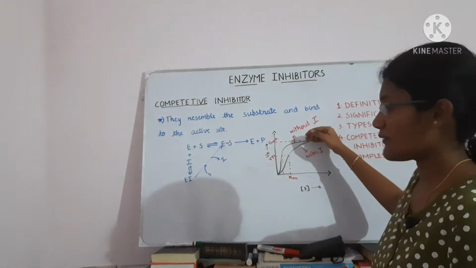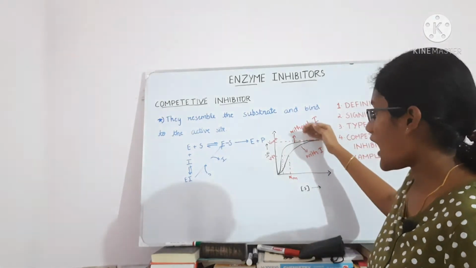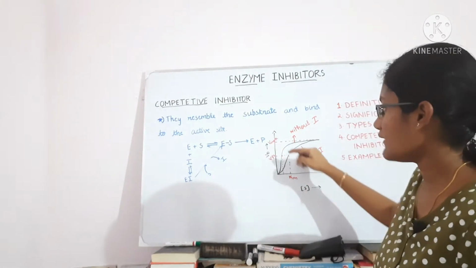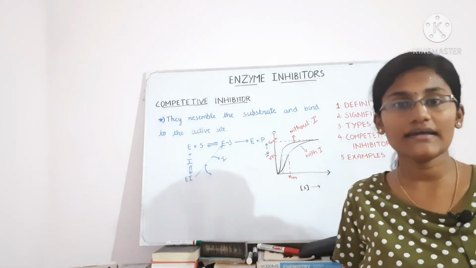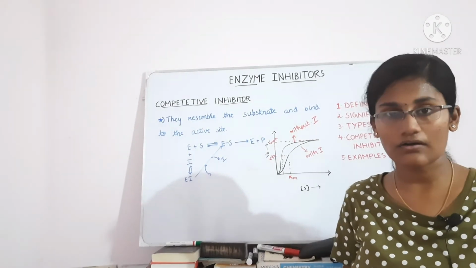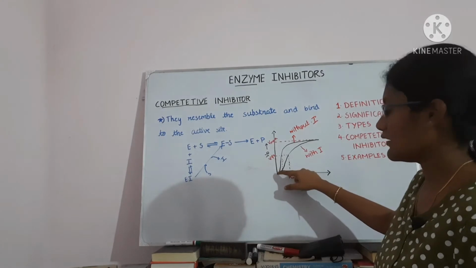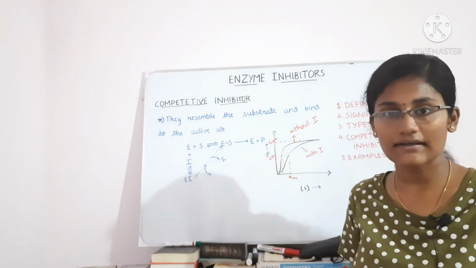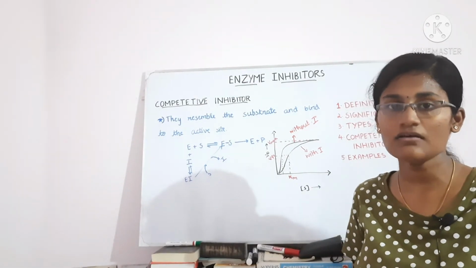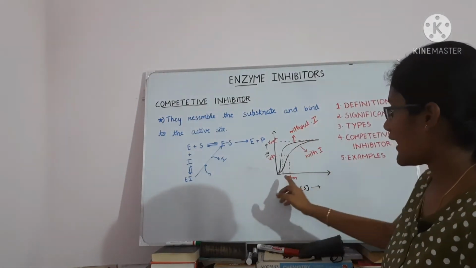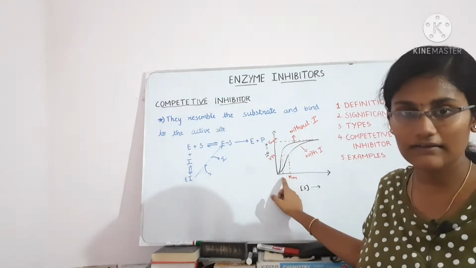So this is called the Vmax, and if you take the concentration of the substrate at half of the Vmax, it is called Km. Km is also called the Michaelis constant, and for a normal enzyme catalytic reaction without inhibitor, this curve is the one, and as you can see, the Km is less for that curve.